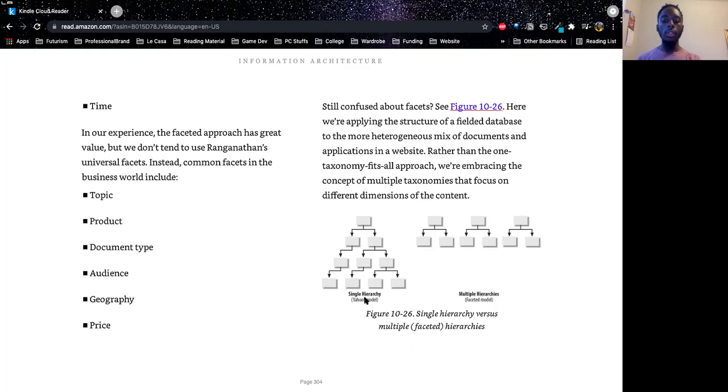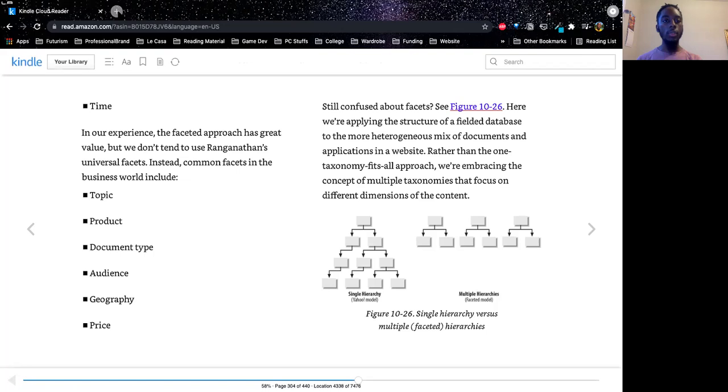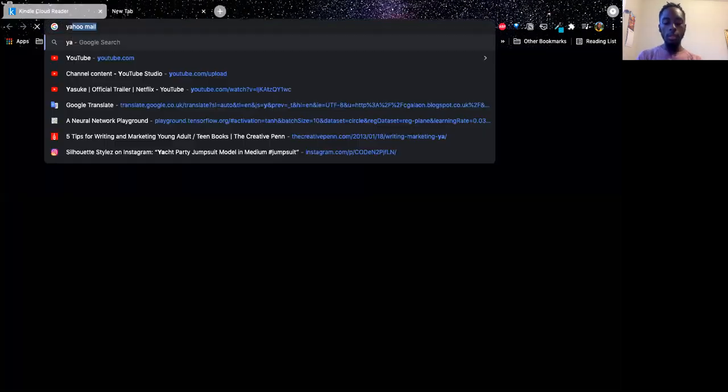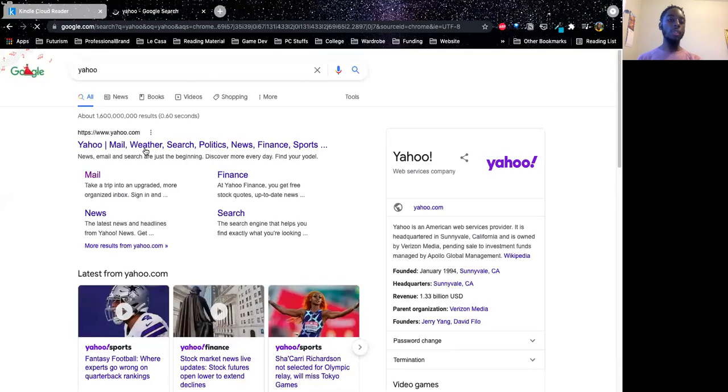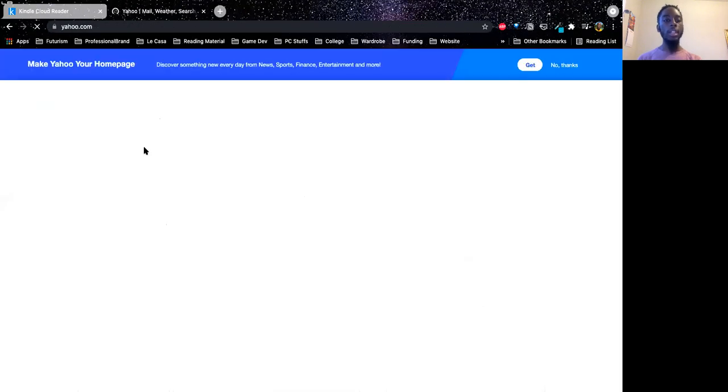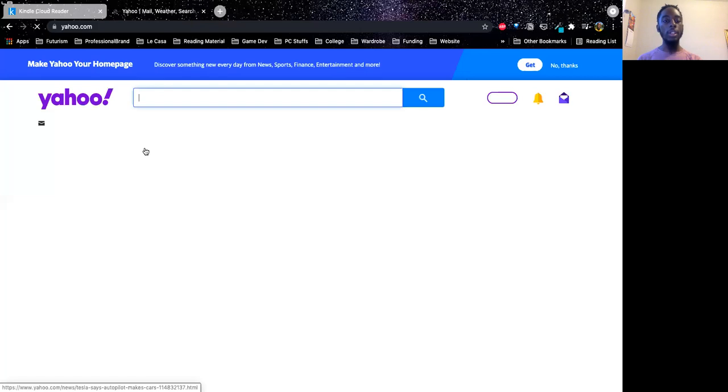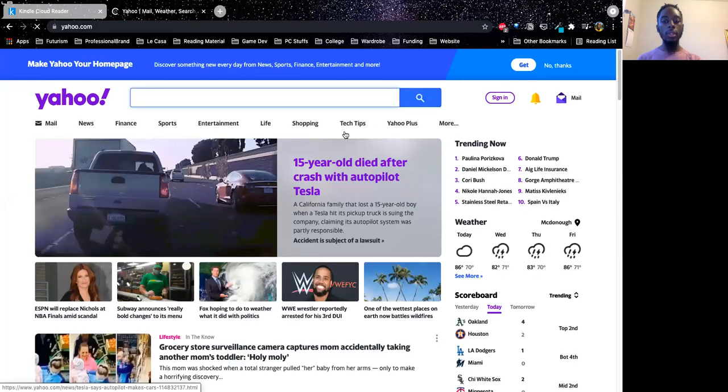Yeah. So with the single hierarchy, I'm not sure what they mean by the Yahoo model. I've never been on Yahoo, so let's see if it's still the same. Well, I had a Yahoo email way back in the day, like everyone did, but I never really used Yahoo specifically very much.